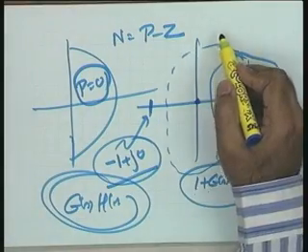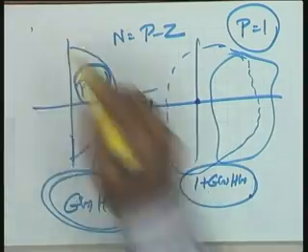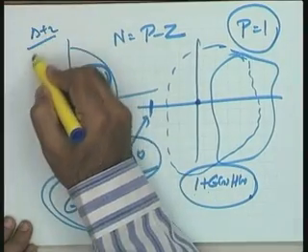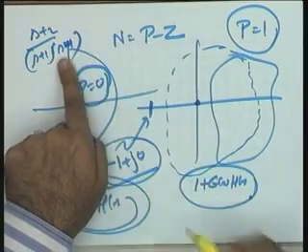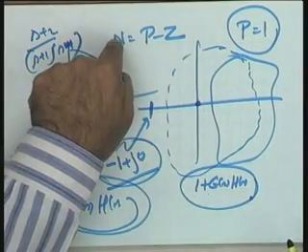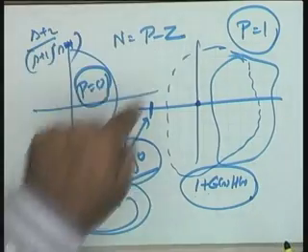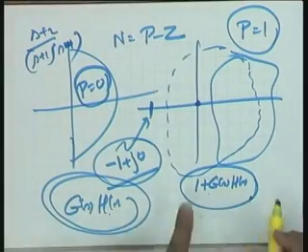An open loop unstable system with P is equal to 1. Let us say a situation of this type, (s plus 2) over (s plus 1)(s minus 1). You find that there is one pole in the right half plane. It is an open loop unstable system, so capital P is equal to 1. Tell me what is the condition on the GsHs plot for stability?